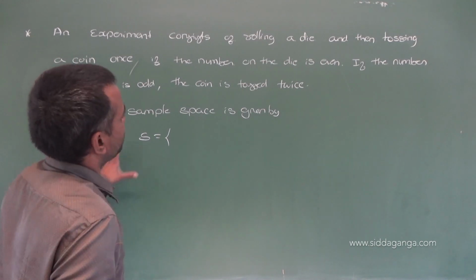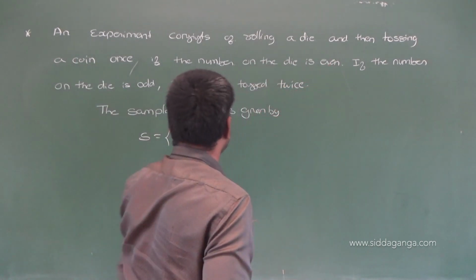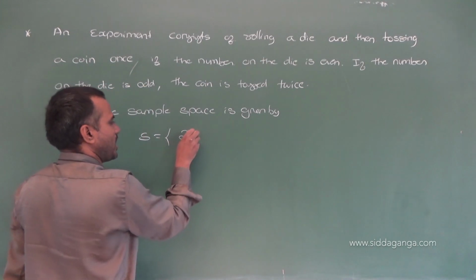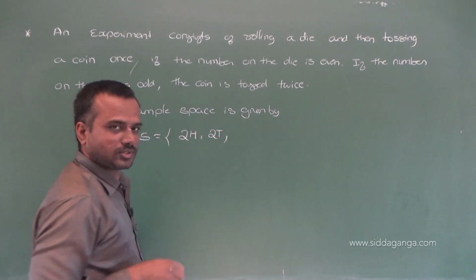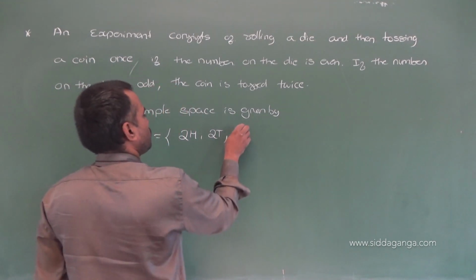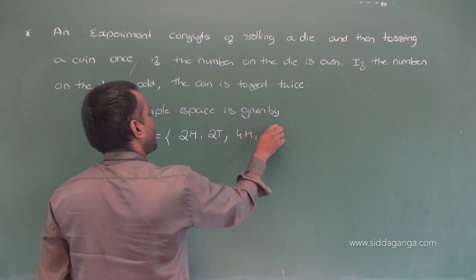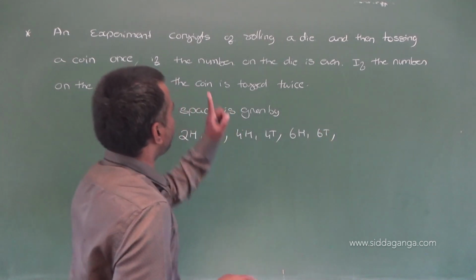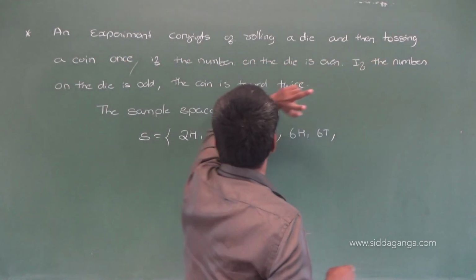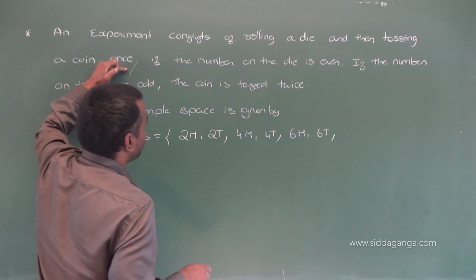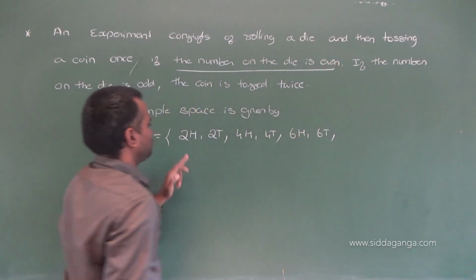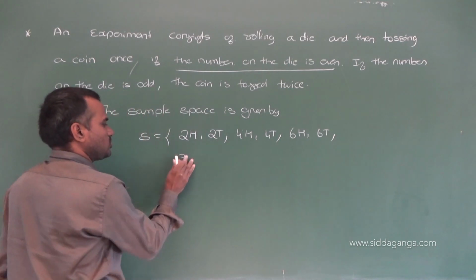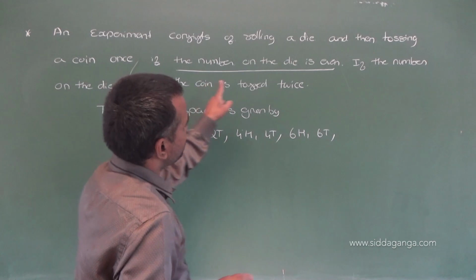What do we do first? If the number on the die is even, we take 2, so a coin is tossed only once: 2 head, 2 tail, 4 head, 4 tail, 6 head, 6 tail, because only once. A coin is tossed only once if the number on the die is even: 2, 4, 6. If the number on the die is odd, it starts from 1, the coin is tossed twice.